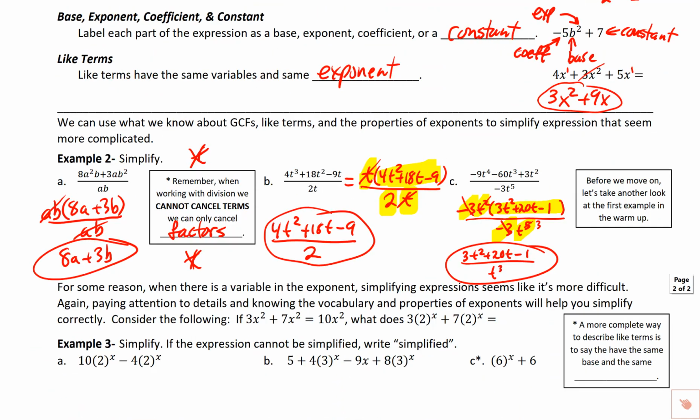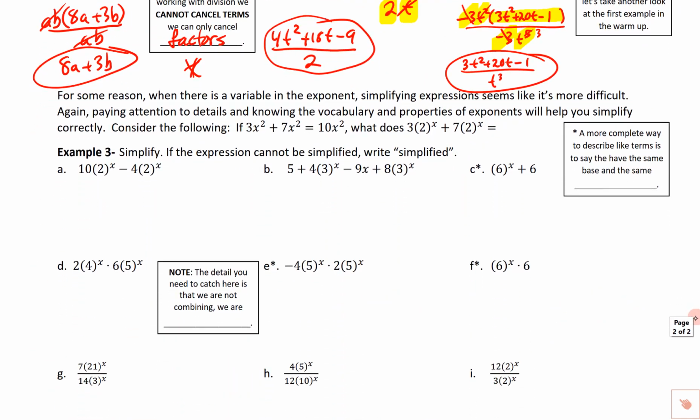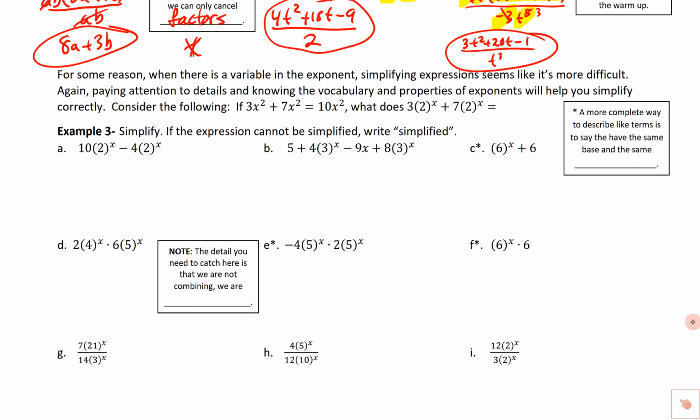So now let's come down here and let's take a look at something that turns out to be relatively easy, hopefully, but a lot of people struggle with this because the minute we put a variable in the exponent, it seems like things get really, really complicated. But again, if we pay attention to the details, we know what the properties are and stuff like that, that's going to make it a lot easier. So I want to show you an example. So look at this one right here.